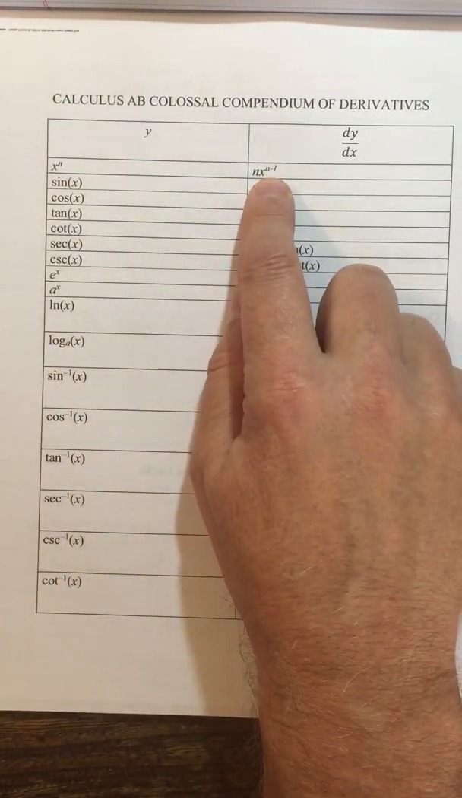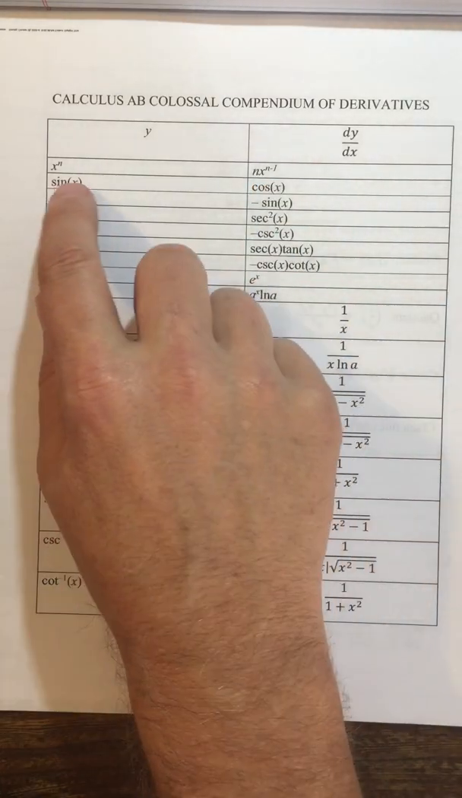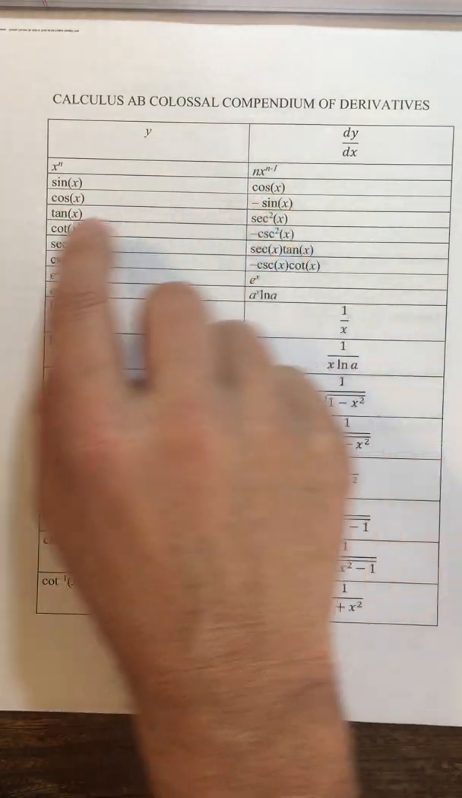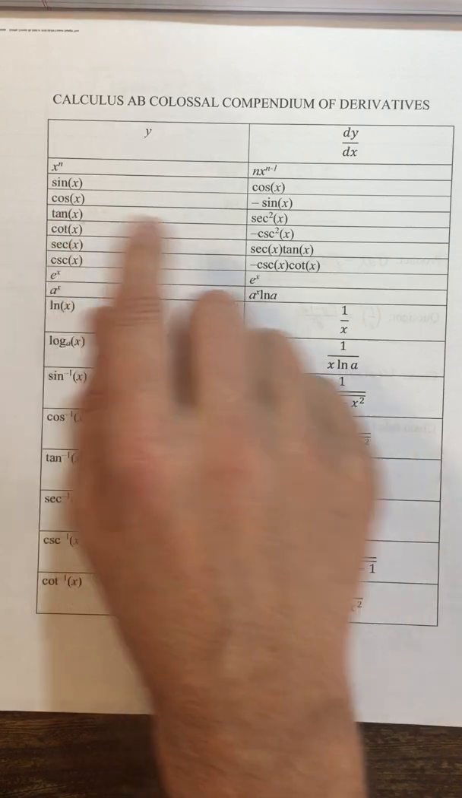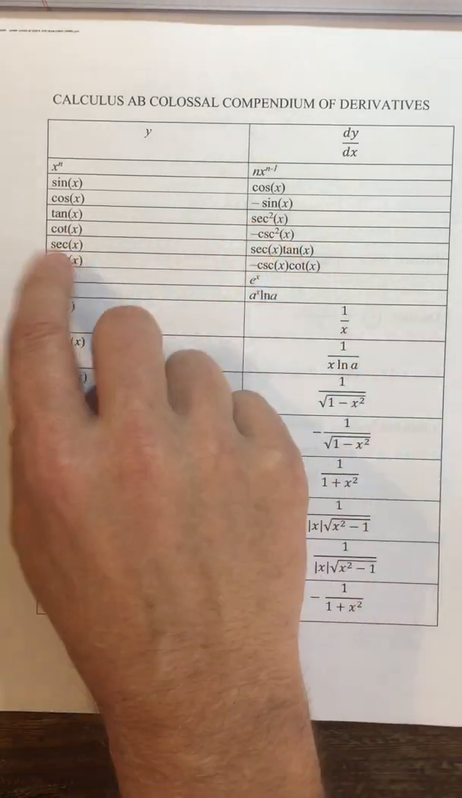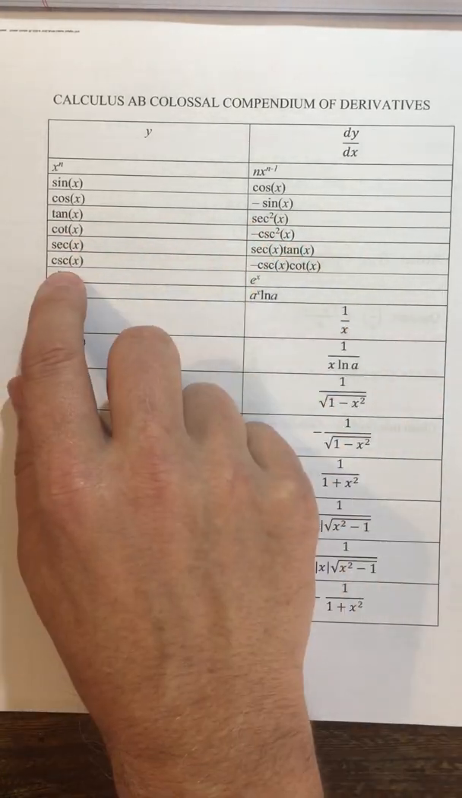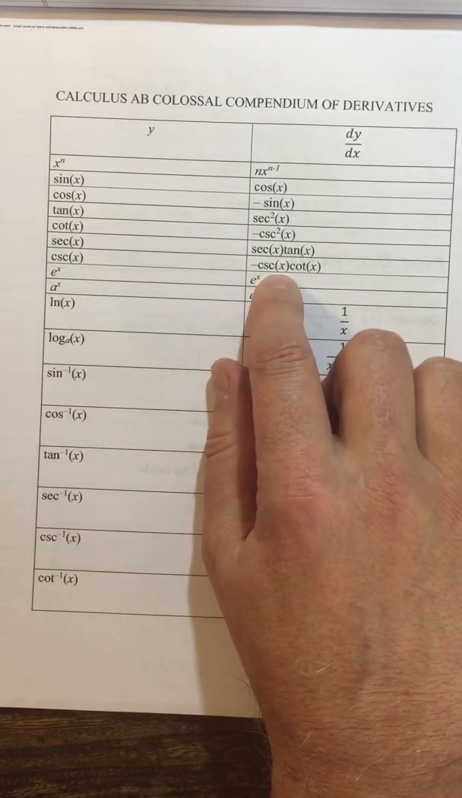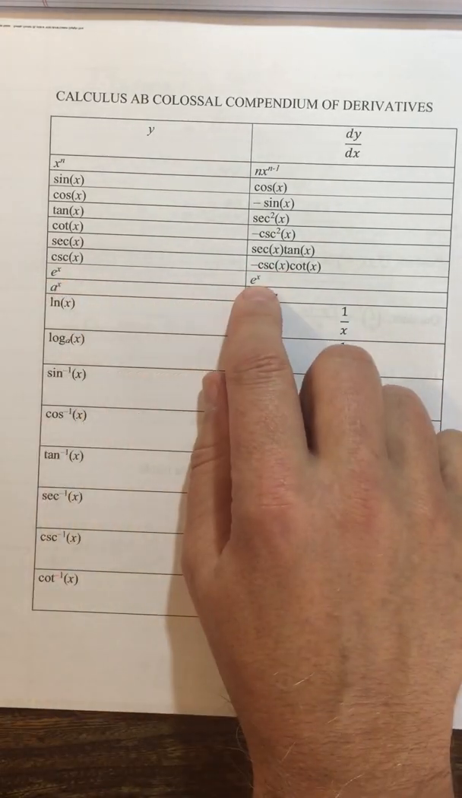x to the n is n x to the n minus 1. That's your power rule. Derivative of sine is cosine, derivative of cosine is negative sine. Now here's the new ones we're adding. Derivative of tangent is secant squared, derivative of cotangent is negative cosecant squared, derivative of secant is secant tangent, derivative of cosecant is negative cosecant cotangent.